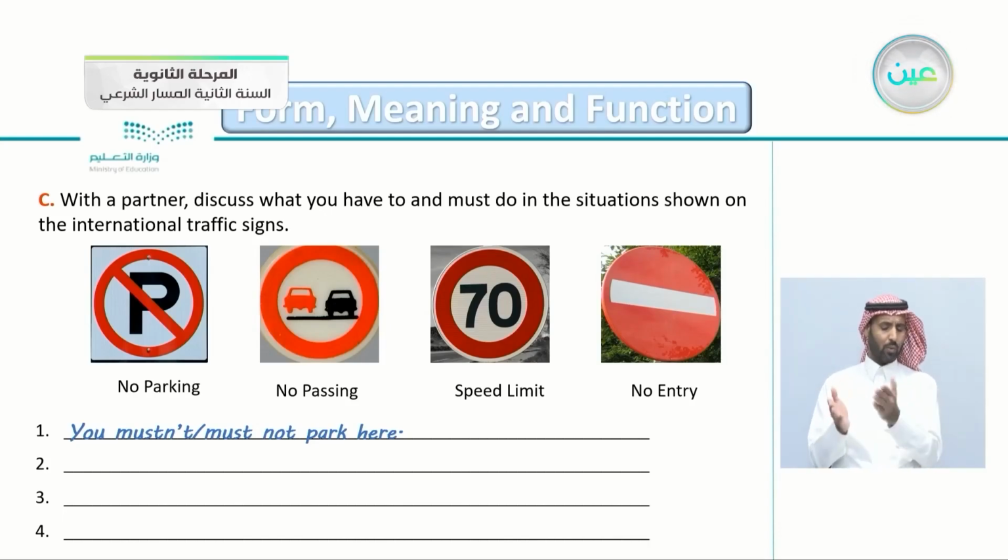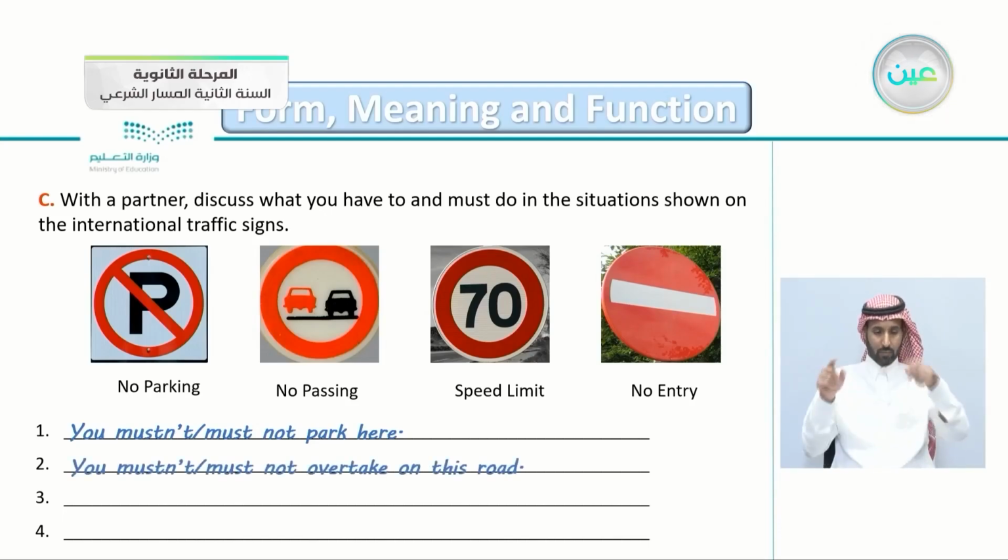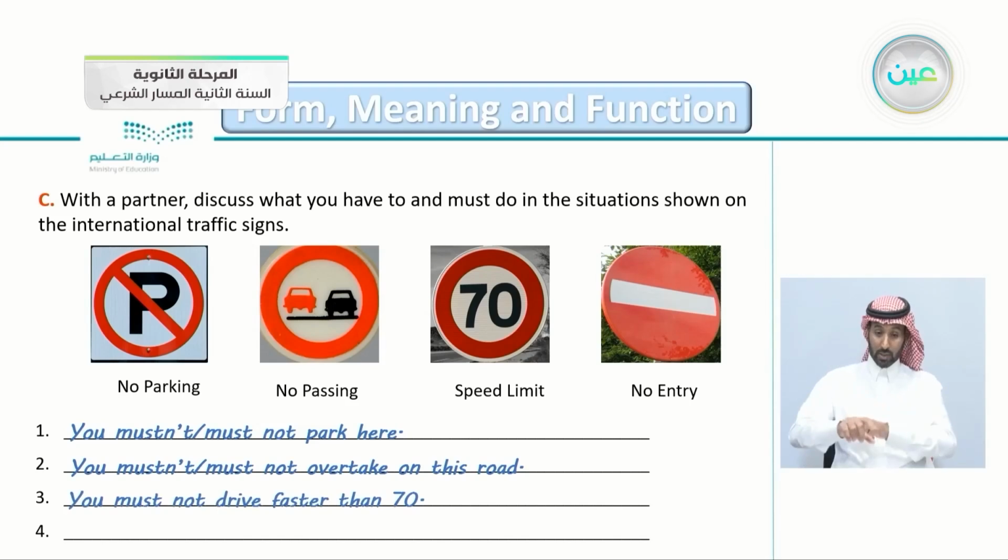What about number two with the no passing sign? Let's see the answers here together. You say you mustn't or must not overtake on this road. What about the speed limit? Yes, you can say you mustn't or must not drive faster than 70. And the last one, what can you say? Excellent. You mustn't or must not drive down this road. It's forbidden to enter, as it says here, no entry.